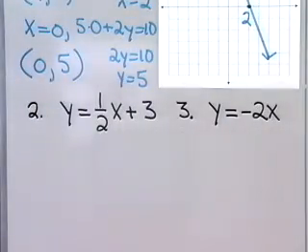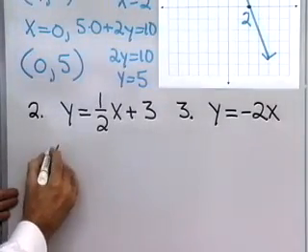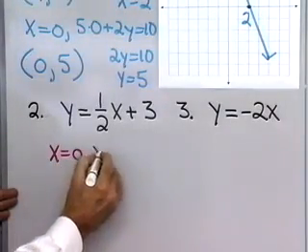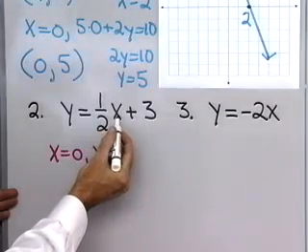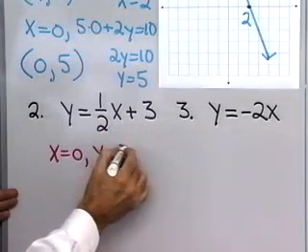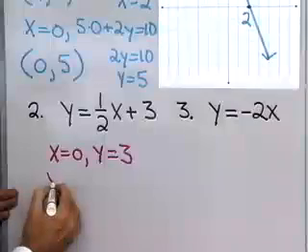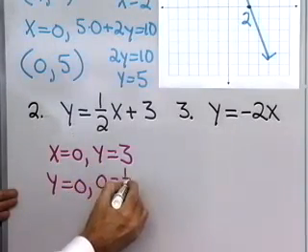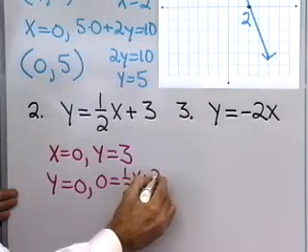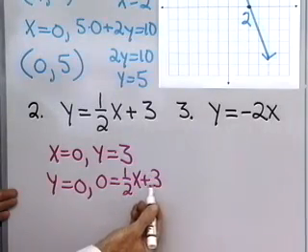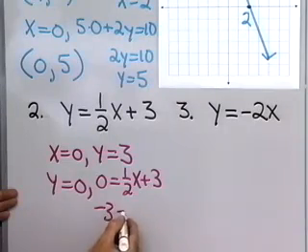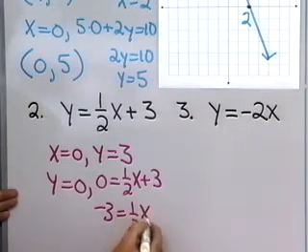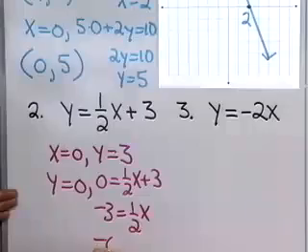The next problem I have is y is equal to 1/2 x plus 3. If I let x be equal to 0, I end up with y equal 1/2 times 0, which is 0, plus 3, which is 3. If I let y be equal to 0, I end up with 0 equal 1/2 x plus 3. So I'll have to add negative 3 to both sides, and then multiply both sides by 2. I get negative 6 is equal to x.